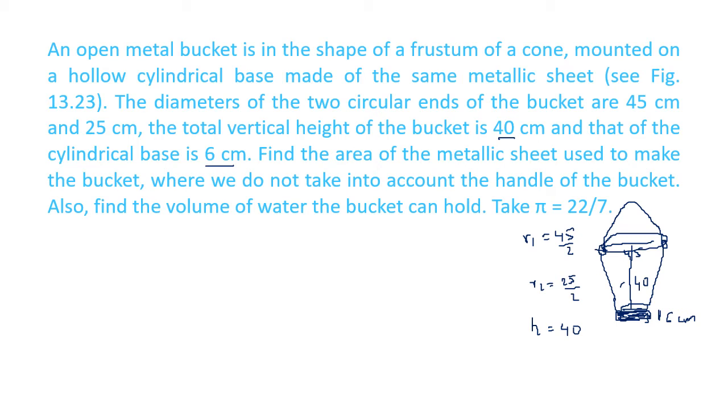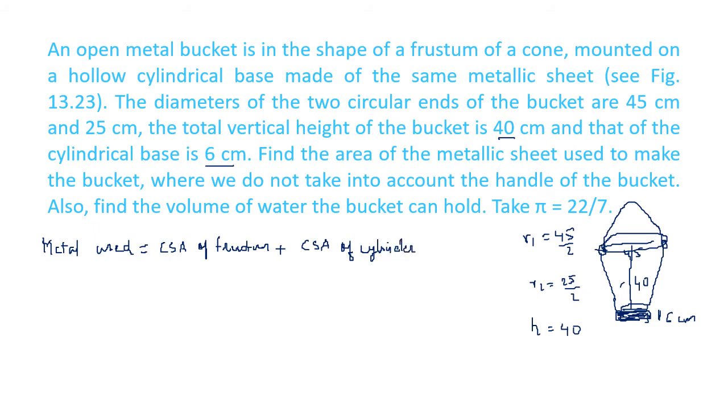You have to find the metallic sheet used to make the bucket. Now metallic sheet means you have to find out the curved surface area of the frustum and the curved surface area of the cylinder. Why the curved? Because that is only where the metal is used. So we'll write here, metal used is equal to CSA of frustum plus CSA of cylinder, that is at the bottom. They both are made up of metal.